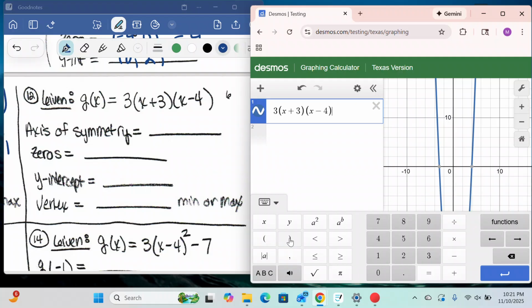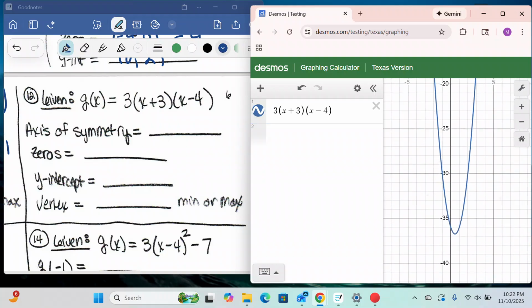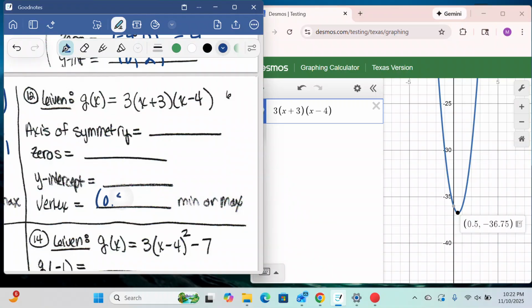I'm going to first find my vertex because, of course, that is the easiest one to find. It's the very bottom. Sometimes if you can't see it very well, you might want to enlarge your graph. So my vertex is 0.5, -36.75. Now, is this a minimum or a maximum? The vertex is at the bottom, so it is a minimum.